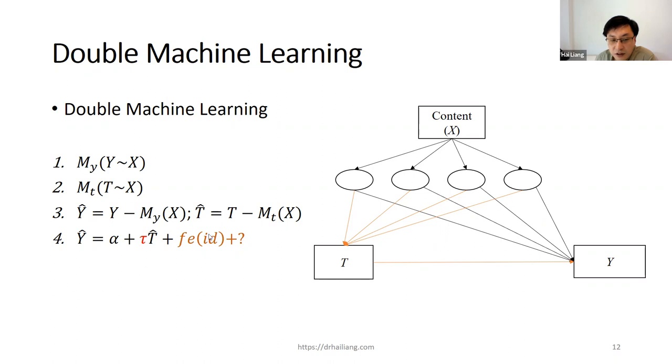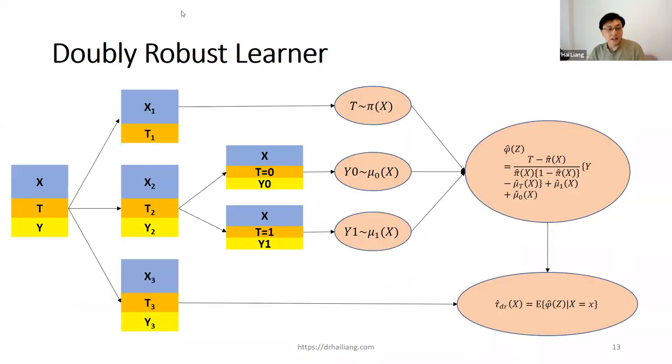And then what's new here, as I just mentioned, you can also add the fixed effect or other control variables to control the confounding variables, right? Okay, so the second is the R-learner. So it's quite similar. So we also have several steps, but here it is good to introduce it in this way to show you what we call cross-fitting.